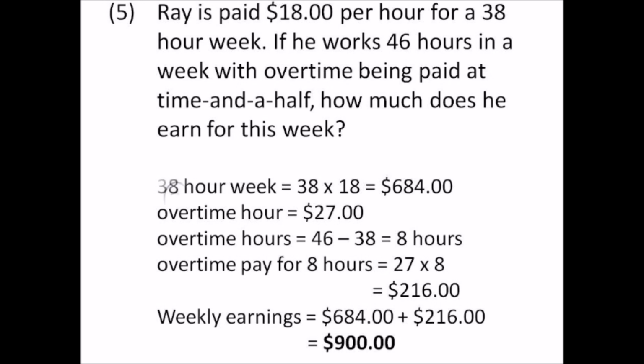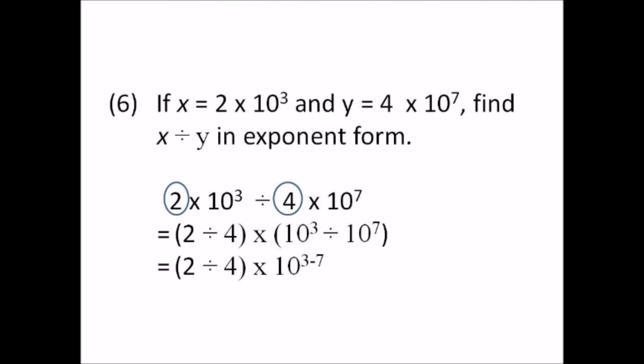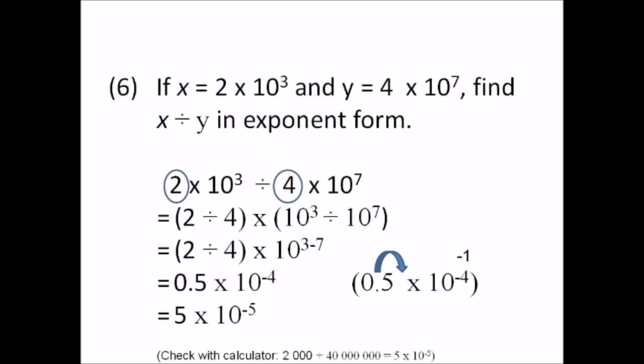Number 6. And we'll work it in stages. So first you have 2 times 10 to the power 3 divided by 4 times 10 to the negative 7. So you divide your numbers, 2 divided by 4, and then 10 to the 3 divided by 10 to the negative 7. So that becomes 10 to the 3 minus negative 7. Okay, 2 divided by 4 times 10 to the 3 minus 7. That would give you 0.5 times 10 to the negative 4.